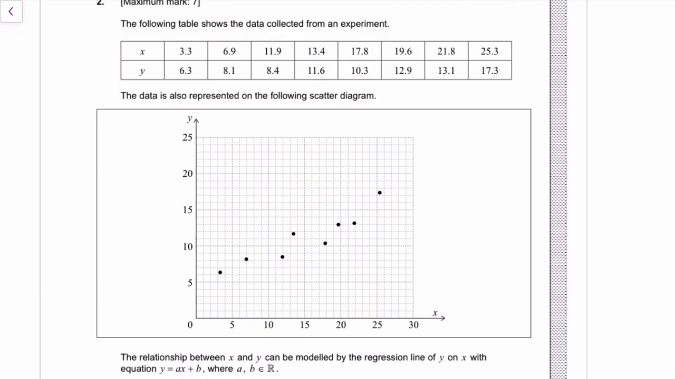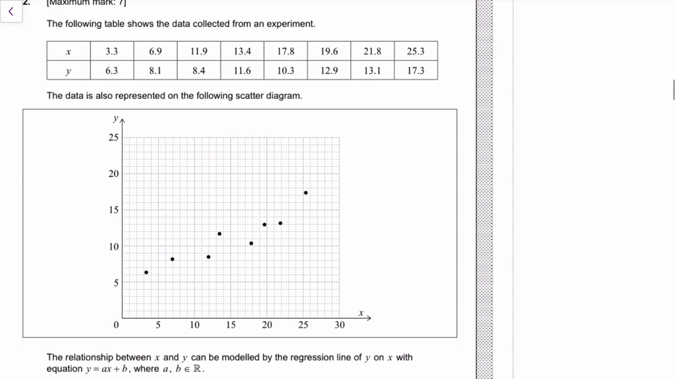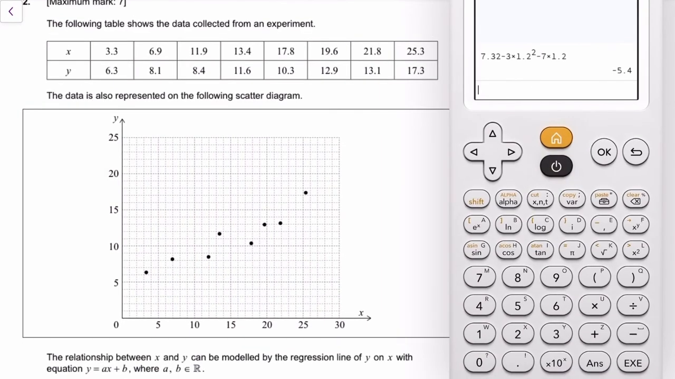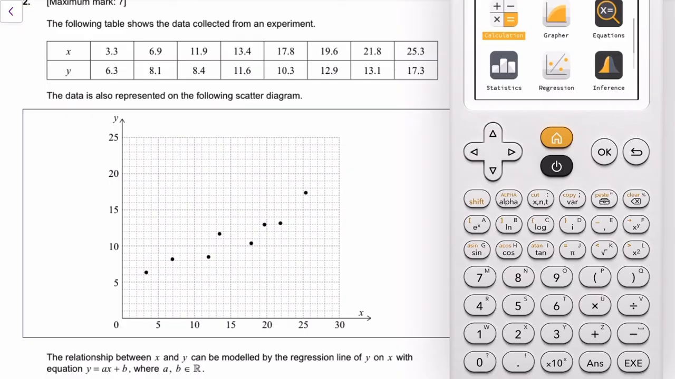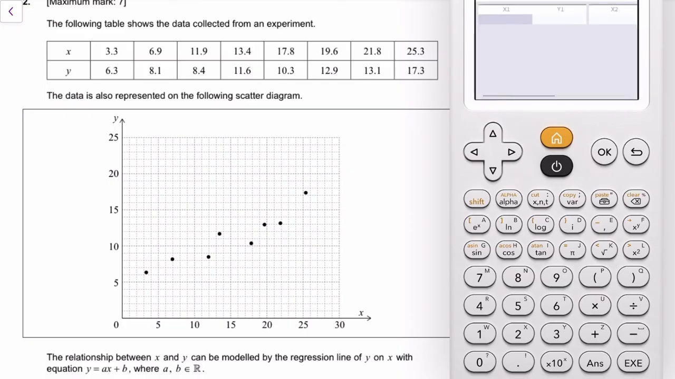Scatter plot. So should be obvious. Use your GDC of choice to find the regression line. You probably would not have the GDC that I have right now, so do it in your way. It's probably spreadsheet or statistics, that kind of thing, and then you go stat calculation, linear regression, ax plus b. Alright, that kind of thing. So get to know your calculator.